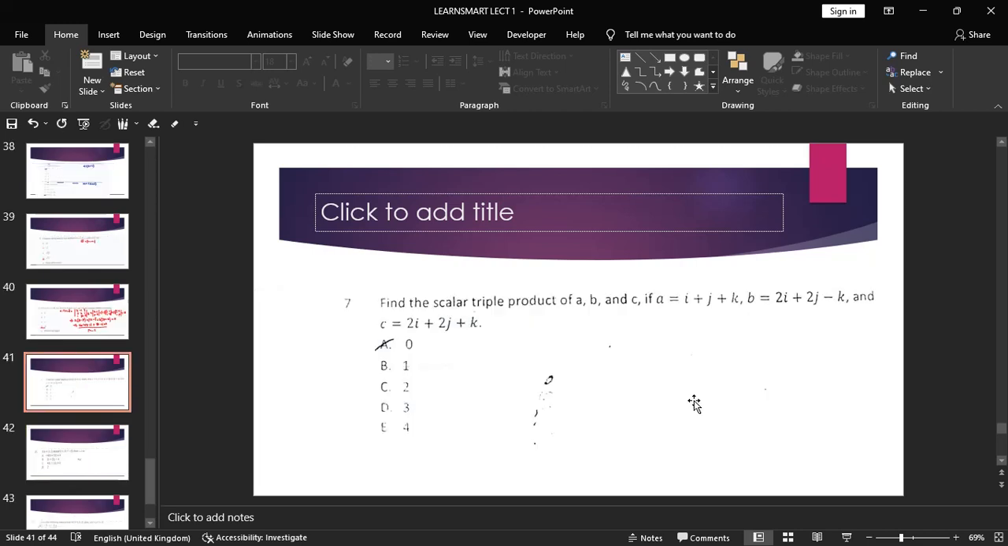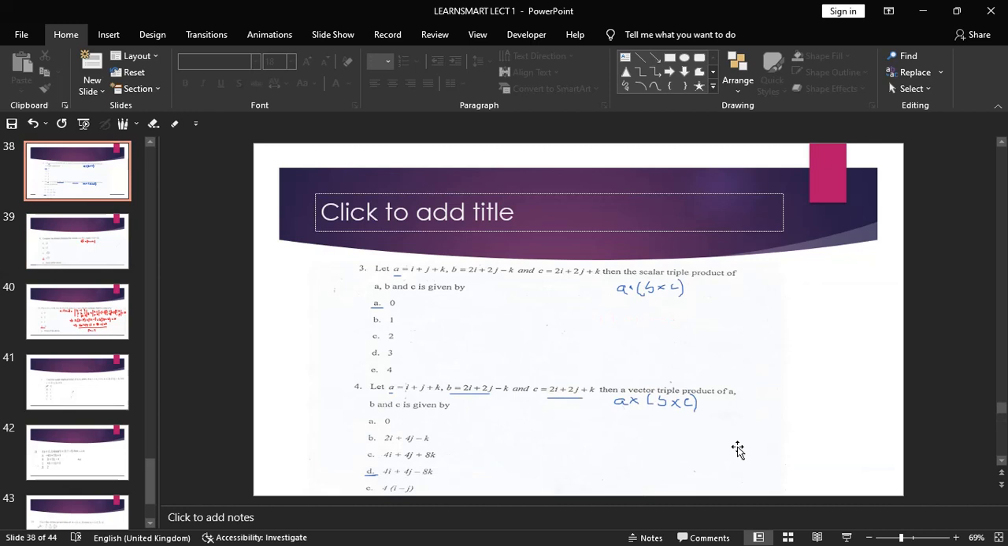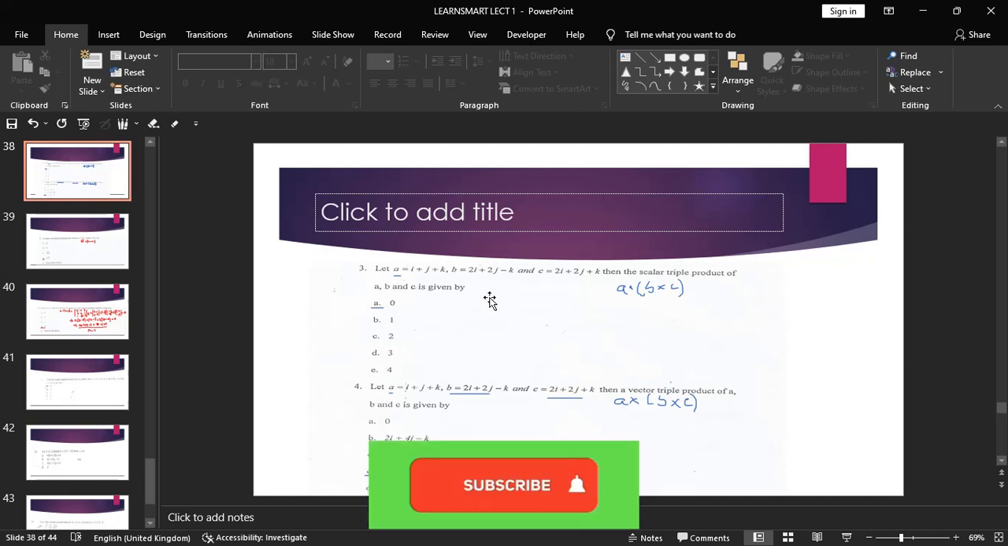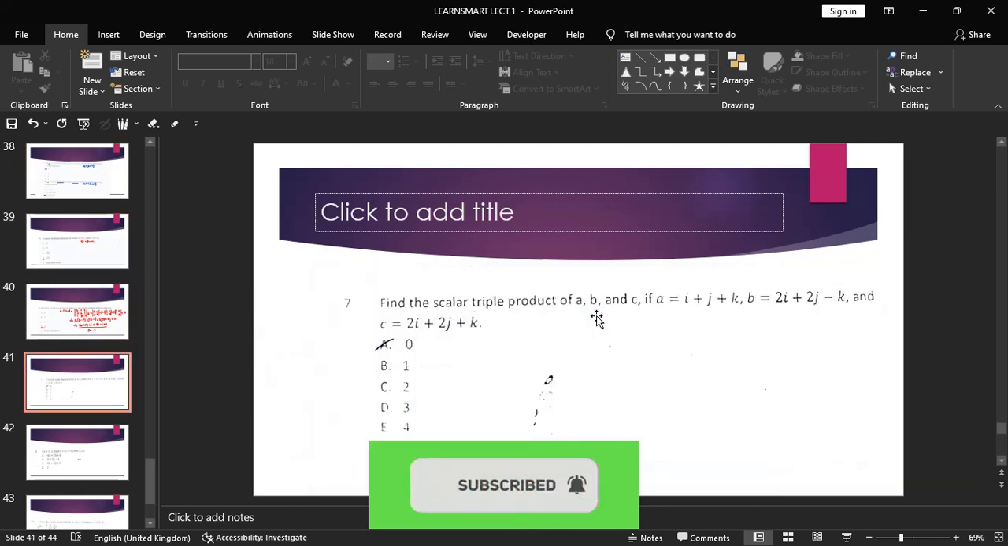So let's proceed. Find the scalar triple product of this expression. From here, we could notice that we've been given a certain scalar triple product. We've already even done this. This is the exact question, and here we had our final answer to be 0. We've already done that, so let's proceed.